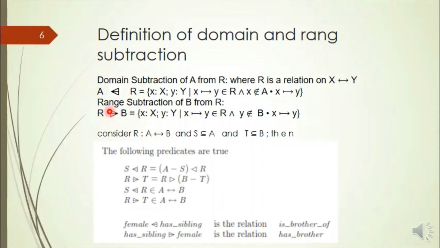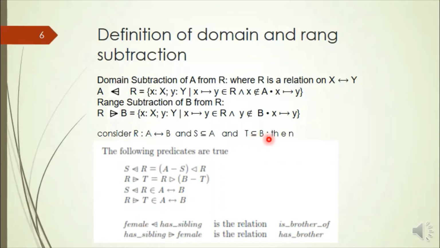Similarly, range subtraction of B from R is represented by this operator, and this set would not include those ordered pairs which are with the elements of set B. Now consider relation R declared on A double arrow B, which is a relation data type, and subset S of domain set A and subset T of range set B.